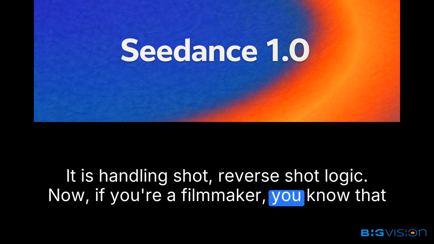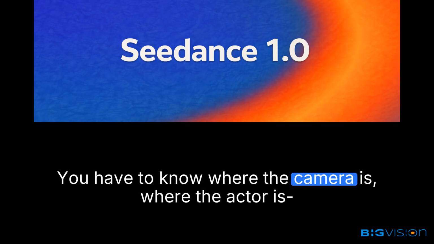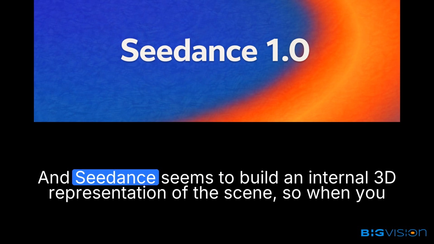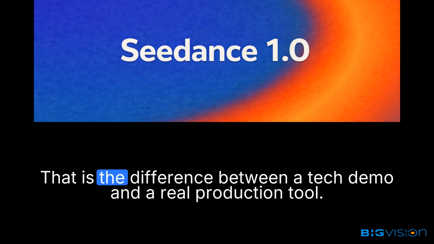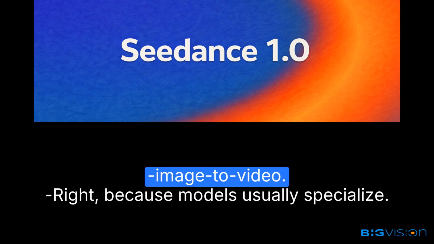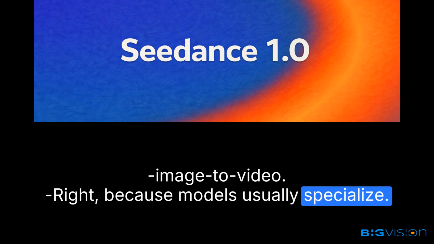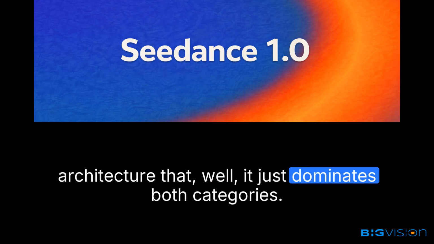If you're a filmmaker, you know that requires a real understanding of 3D space. You have to know where the camera is, where the actor is, all of it. And Seedance seems to build an internal 3D representation of the scene. So when you move the camera, the world actually stays put. That is the threshold, isn't it? That is the difference between a tech demo and a real production tool. It totally explains why they're ranking number 1 in both text-to-video and image-to-video. Right, because models usually specialize. They're good at one or the other. But Seedance 1.0 built a unified architecture that just dominates both categories.